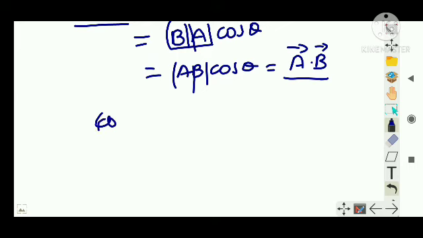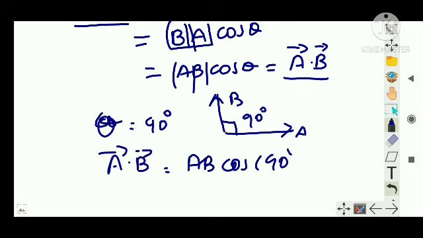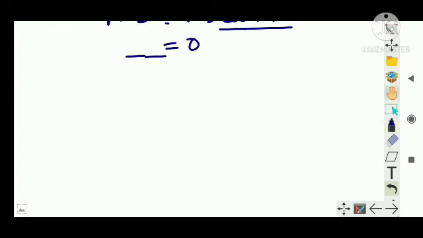Right. And I told you, suppose the angle theta between two vectors is 90 degrees, that is if a is like this and b is like this, both perpendicular to each other, then what happens? A dot B becomes AB cos 90. What is cos 90? It is 0. So A dot B will be 0 when two vectors are perpendicular to each other. These are our common points. Okay, clear? And I will do a small problem.